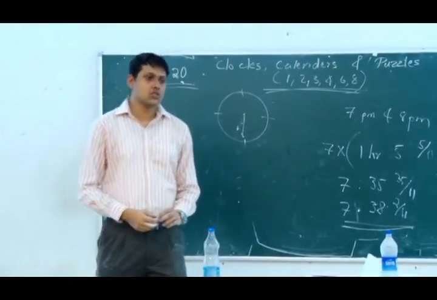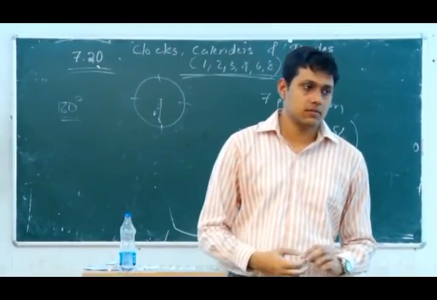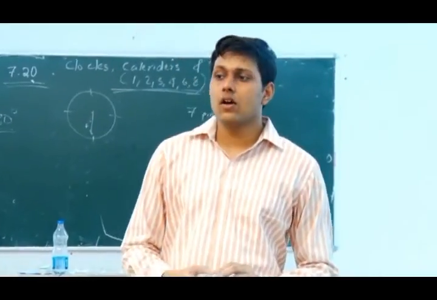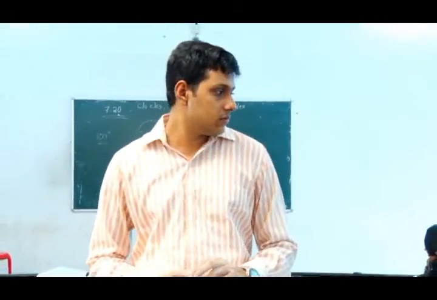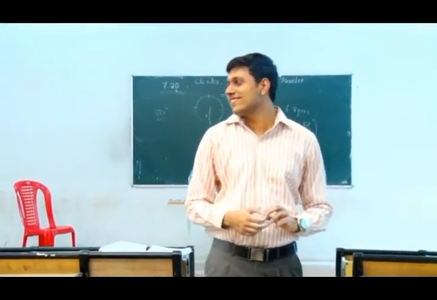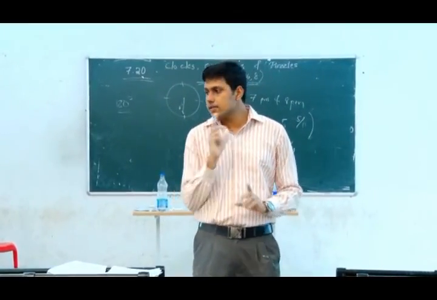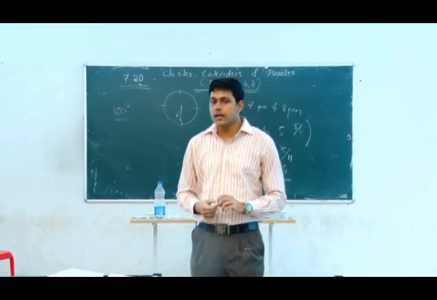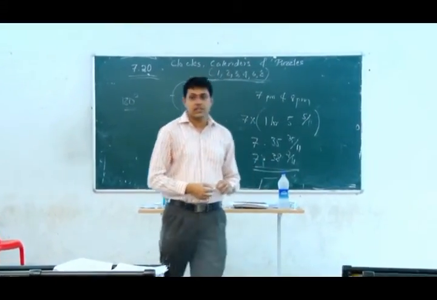180 formation. 180 formation by clock stands. So when does the clock stand for 180 degrees? Give me one example. 12:30? 6. At 6, the clock stand is exactly at 180 degrees. Okay, so we are going to see how many times it happens.